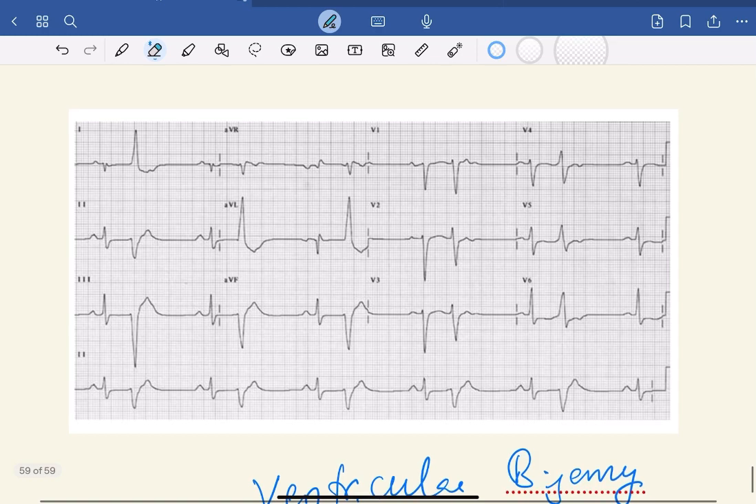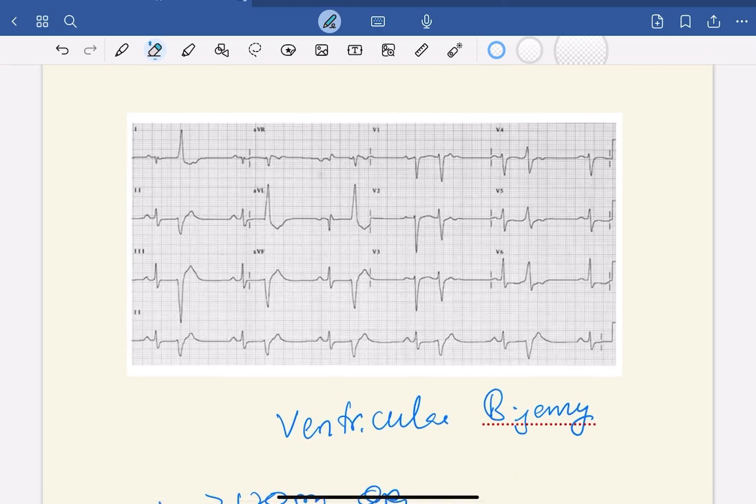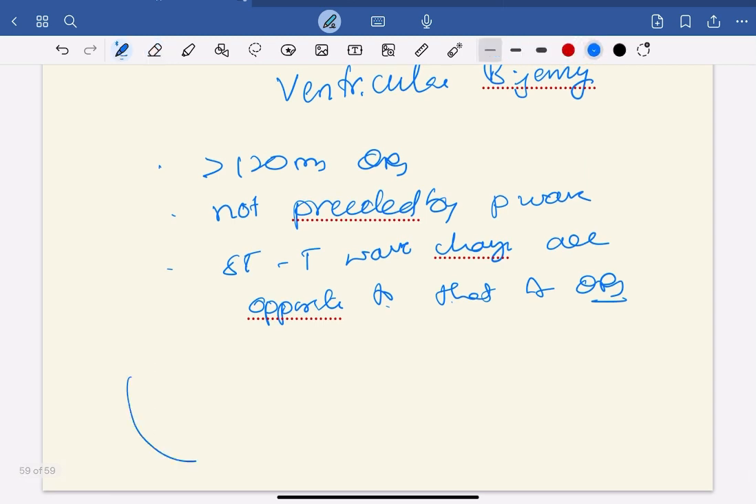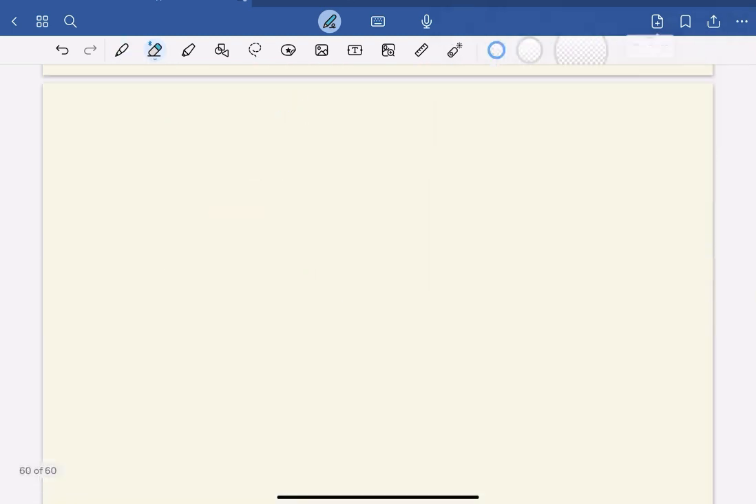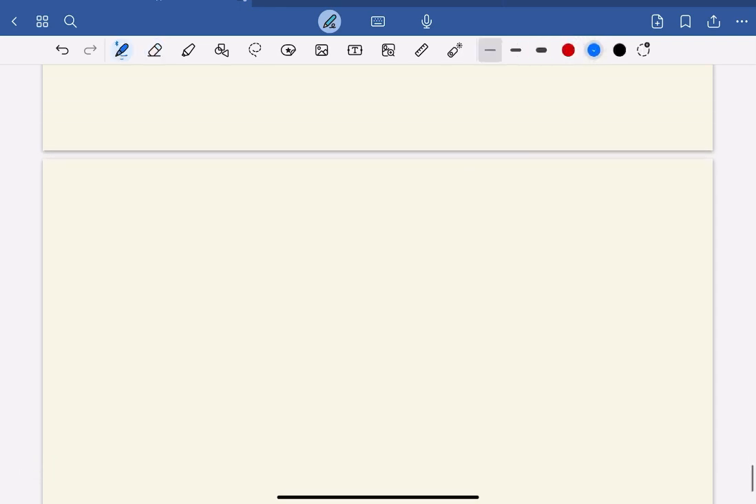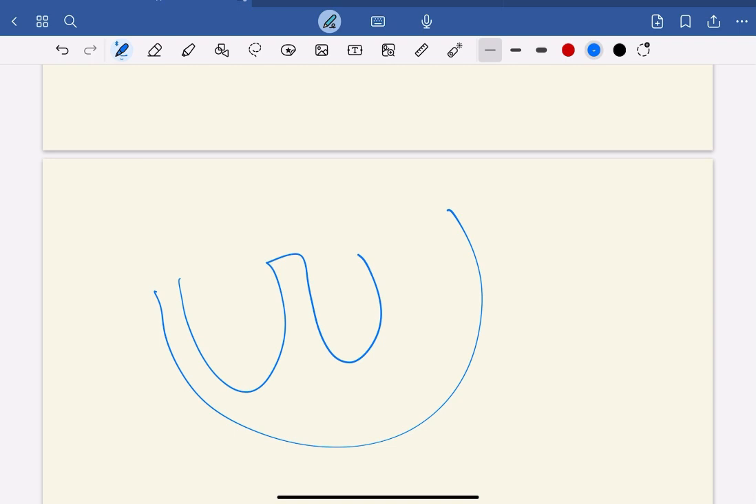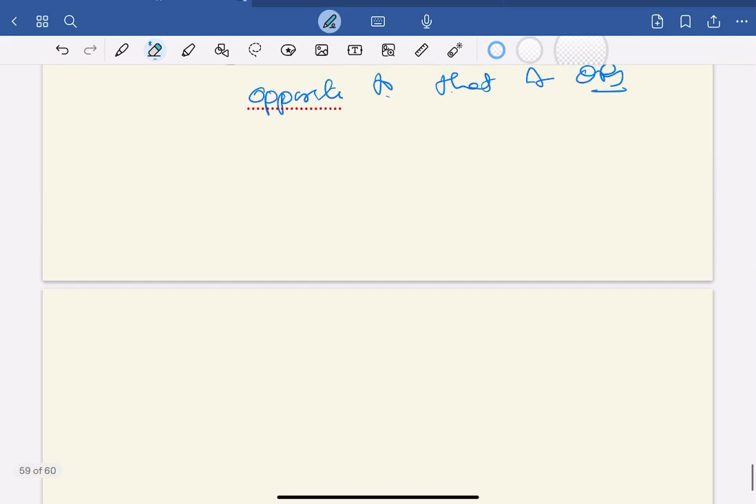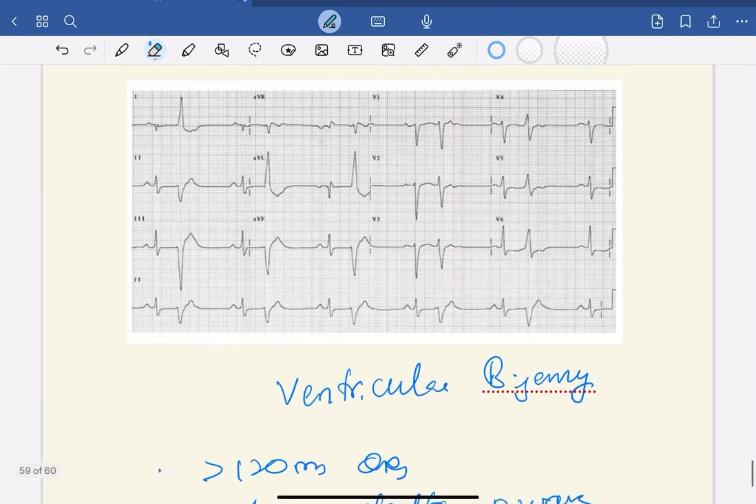Now we have to know where is the focus that is generating this PVC. Let's suppose these are your ventricles. There may be a focus here which is generating the electricity and causing the appearance of PVC. So how to localize which side the focus is, whether it is on the right side or left side, or apex or lower side? For that you have to see lead V1.